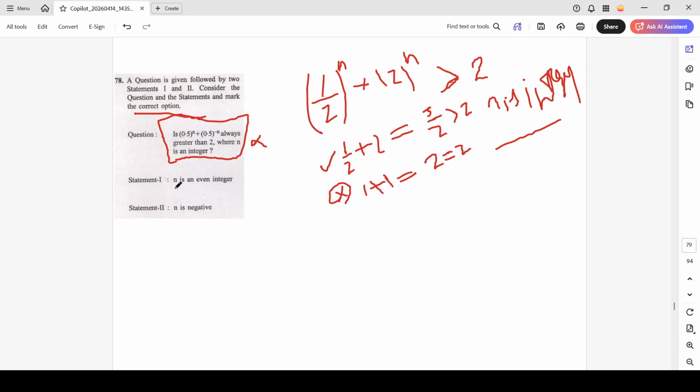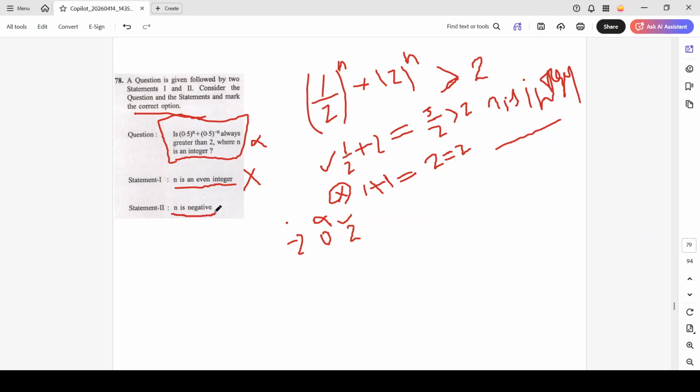Now n is an even integer. What are even integers? Minus 2, 0, 2. These are the even integers. So in this case we will get an answer, in this case we will not get an answer. That means this is not giving us a clear answer of yes or no.